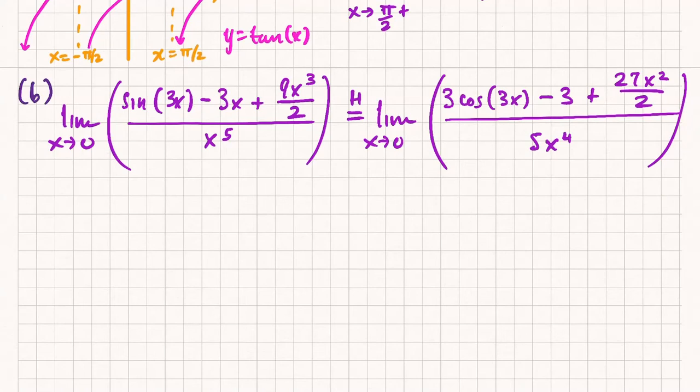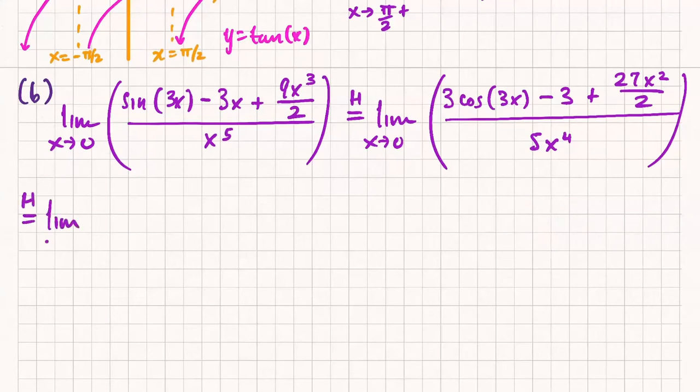So you just have to make sure that you justify it each time, right? At each step, you have to make sure, do I actually get 0 over 0? Because if you don't get 0 over 0 or infinity over infinity, can you use L'Hopital's rule? No, right? So I plug in 0 and I still get what? I get 3 minus 3 plus 0 over 0. So I still get 0 over 0 here. Remember, cosine of 0 is 1. So I use L'Hopital's rule a second time.